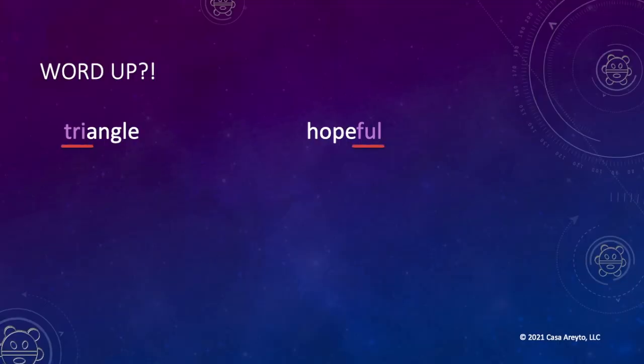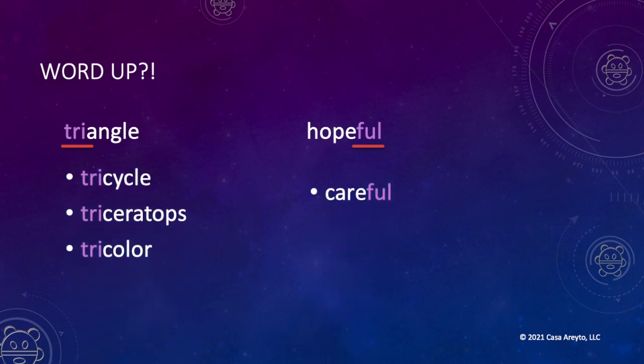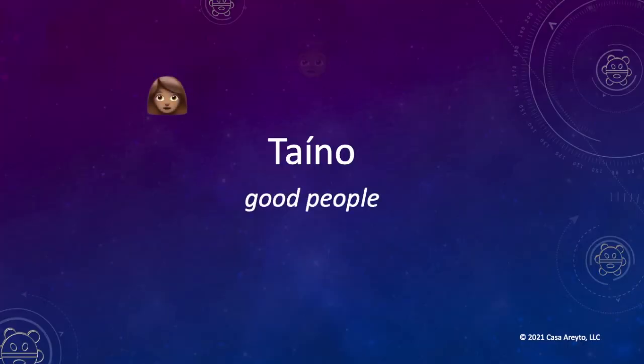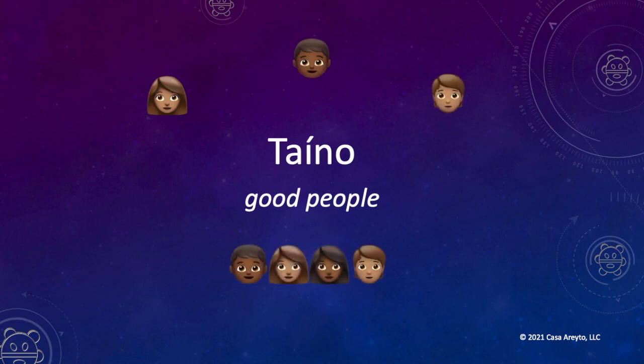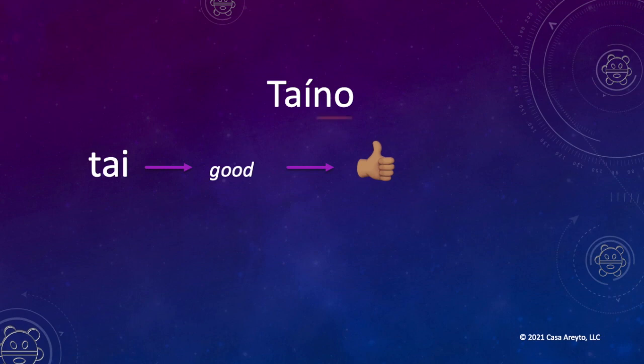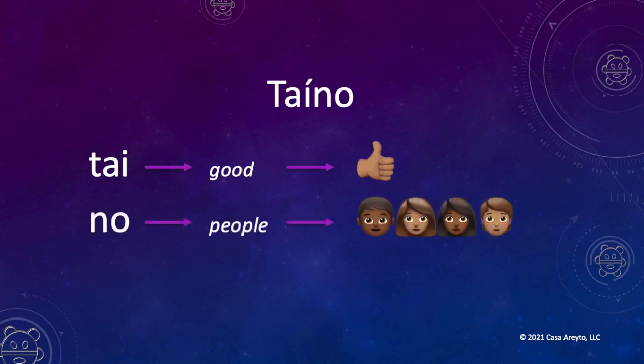So why are these word parts important? Well, now that you understand what each of these word parts mean, it's going to be a lot easier for you to pick up on other words. So how does this apply to Taíno? Well, Taíno has lots of word parts. That means the more word parts that you know the meaning of, the more you're able to comprehend it. So let's take a look at an example word. The first example word is Taíno. Taíno actually means good people. So how do we know? Well, Taíno has 2 word parts, Tai, which means good, and No, which means more than one person or people. So put them together and Taíno means good people.